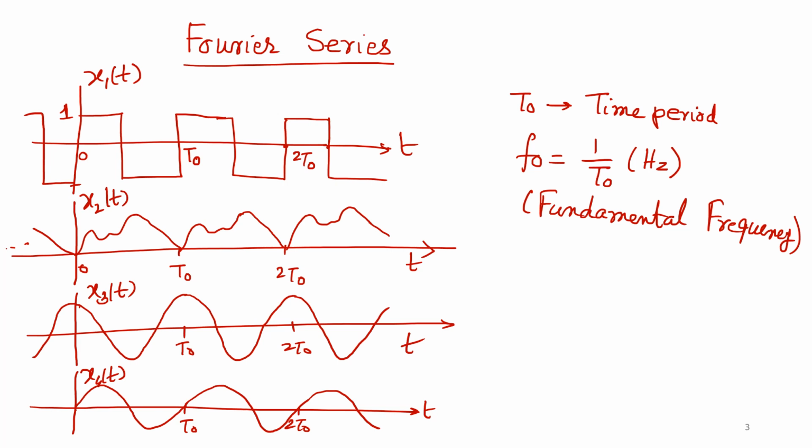This fundamental frequency is not sufficient to characterize the periodic signals. So we need more concept. All the 4 will have the same fundamental frequencies. But these last 2, you see, they're very smooth ones. So these 2 signals are called sinusoidal signals.